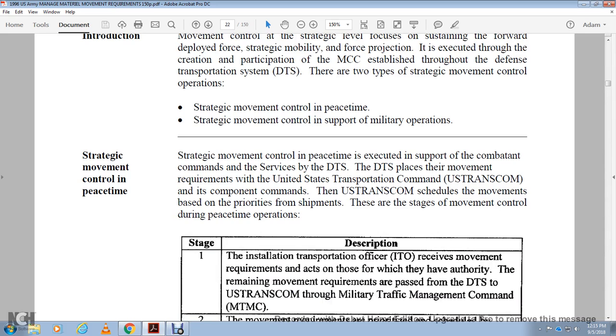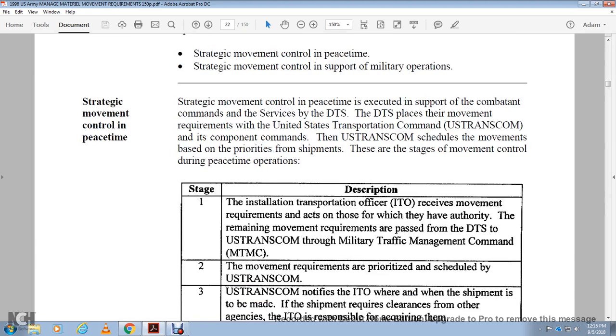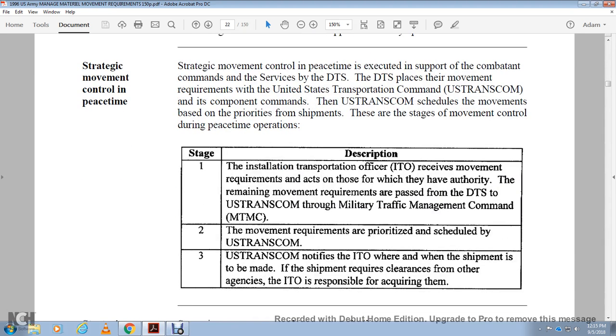Strategic movement and control in peacetime is executed in support of the combatant commands by the Defense Transportation System. The Defense Transportation System plans for the movement requirements of the United States Transportation Command, or U.S. TRANSCOM. U.S. Transportation Command schedules the movements based on the priorities of shipment during peacetime. One, the installation transportation office receives the movement requirements, as far as they have the authority, retaining movement requirements on their path in the Defense Transportation System, through the Military Traffic Management Command. Two, the movement requirements are scheduled by the U.S. Transportation Command.